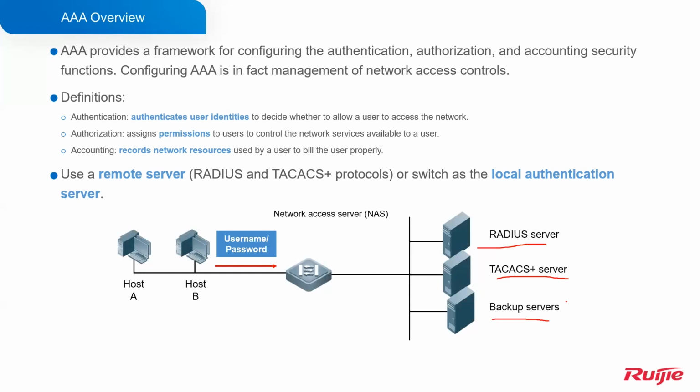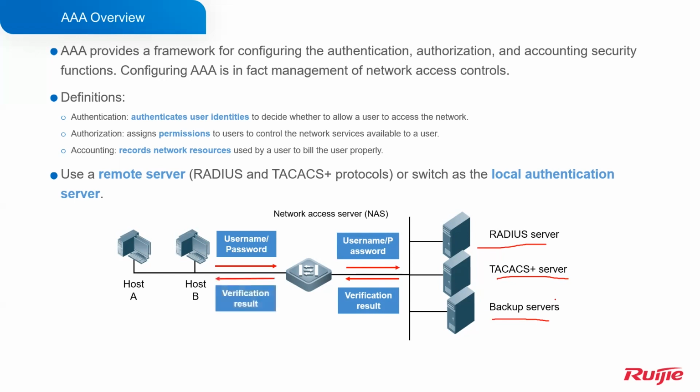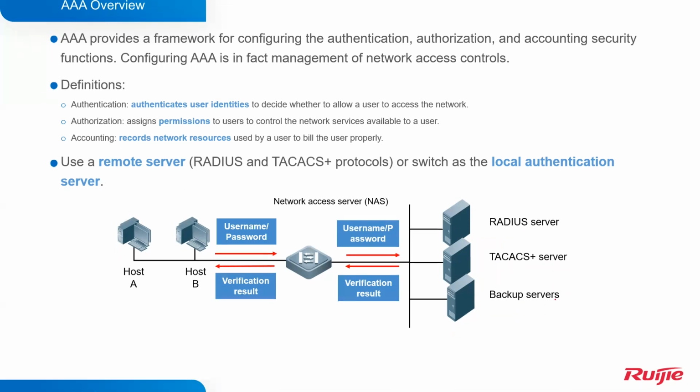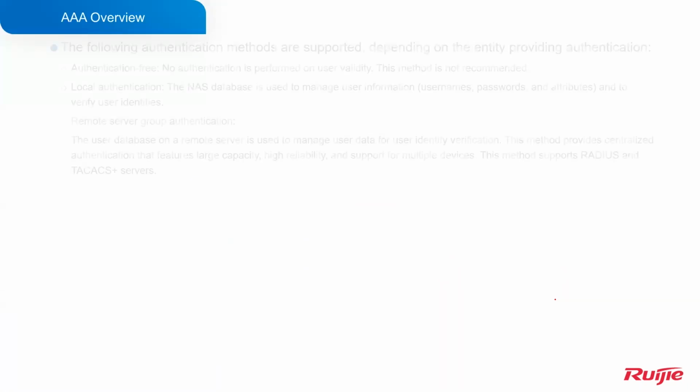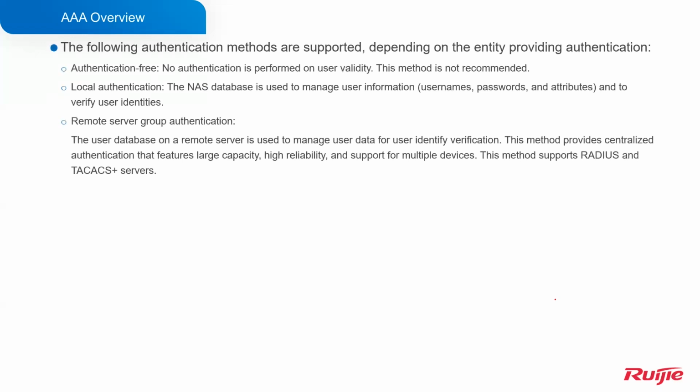And the host will send the username and password when they want to access the network. And this username and password will be sent to the servers. And of course, the servers will verify this username and password and feed back the results. After getting the result, the hosts can access the network or will be refused access to the network. It's about the results.